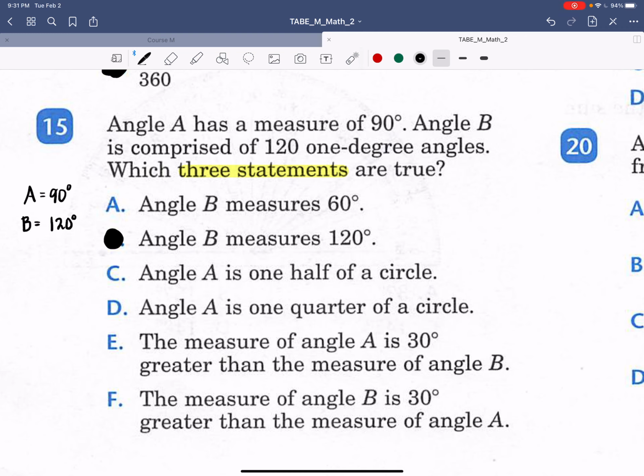Angle A is 1/2 of a circle. No. Angle A is 1/4 of a circle. 90 out of 360, that's 1/4. The measure of angle A is 30 degrees greater than the measure of angle B. That's not true. The measure of angle B is 30 degrees greater than the measure of angle A. So for number 15, I want B, D, and F.